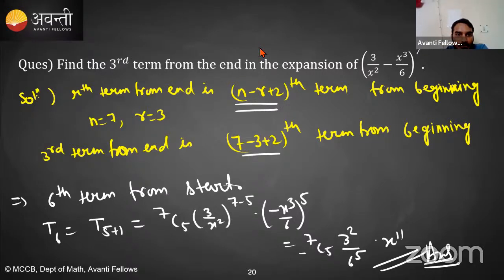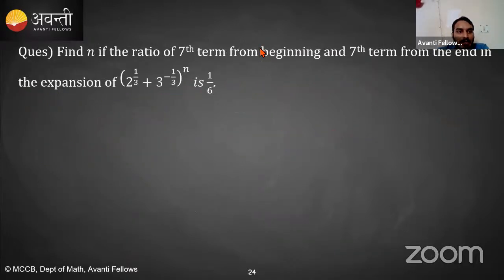If it is clear, students, I'm giving you 1 minute. Solve this question. Find n if the ratio of the 7th term from the beginning and the 7th term from the end in the expansion of (2^(1/3) + 3^(-1/3))^n is 1 by 6. Clear? You have 1.5 minutes, let's say. Everybody start solving this question. Let me know the answer quickly in the chat box.